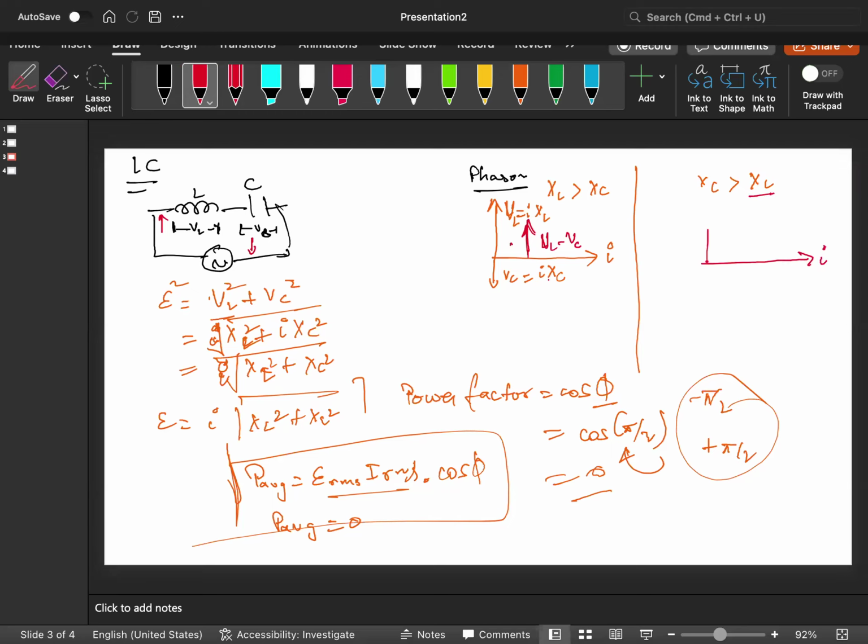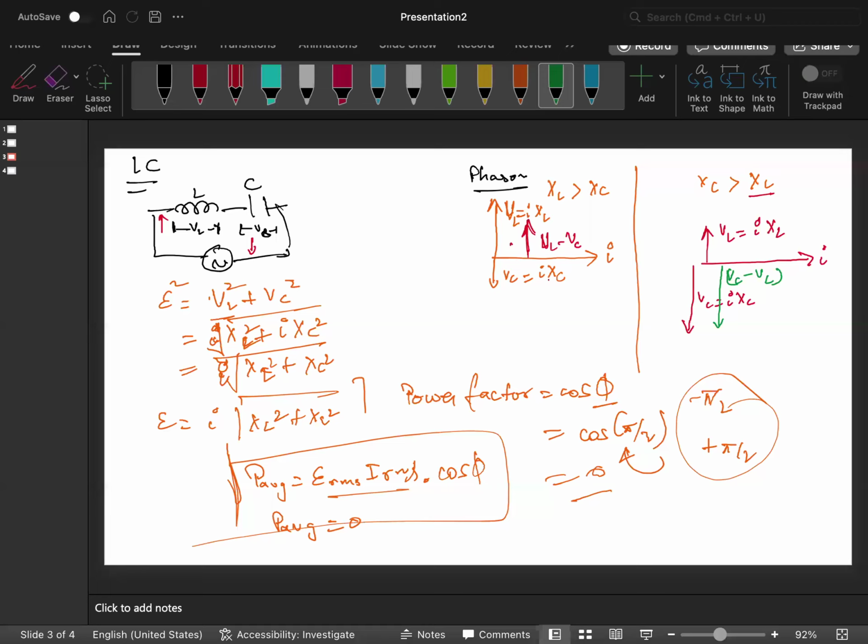This L is this, so VL equals I times XL. Downside, VC equals I times XC. So what is the resultant phasor you are going to get? That is VC minus VL. Clear, Kirtna? I hope this is clear, right? If you have any doubt, please let me know. So this kind of phasor you are supposed to get.